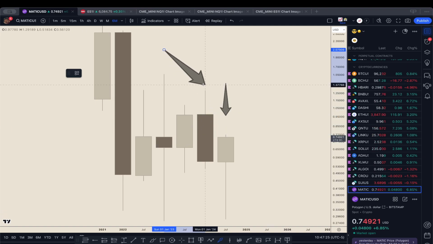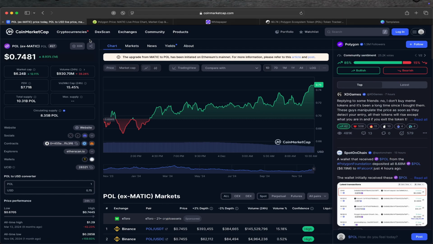Without a narrative, without something to help bring in more liquidity, it's not something that I personally would hold throughout this bull market for the sake of massive gains. Another thing that I looked at, take a look at this. So on CoinMarketCap, there's a bit of a discrepancy.